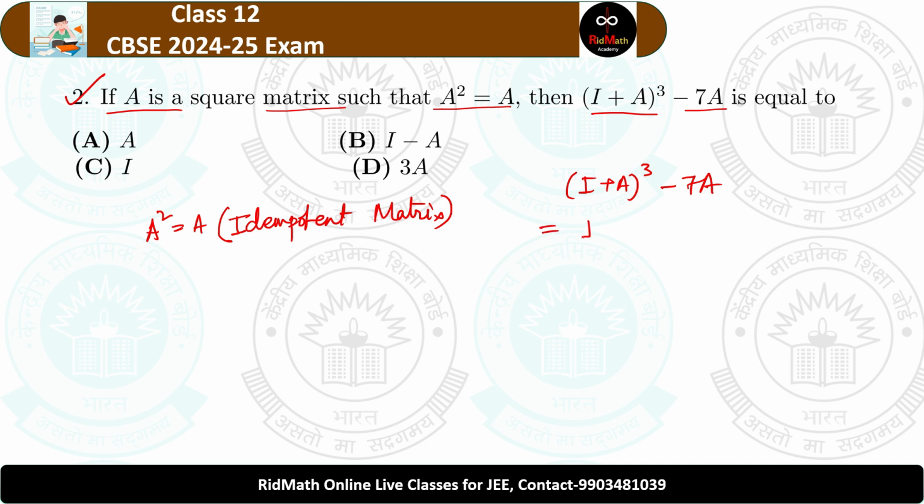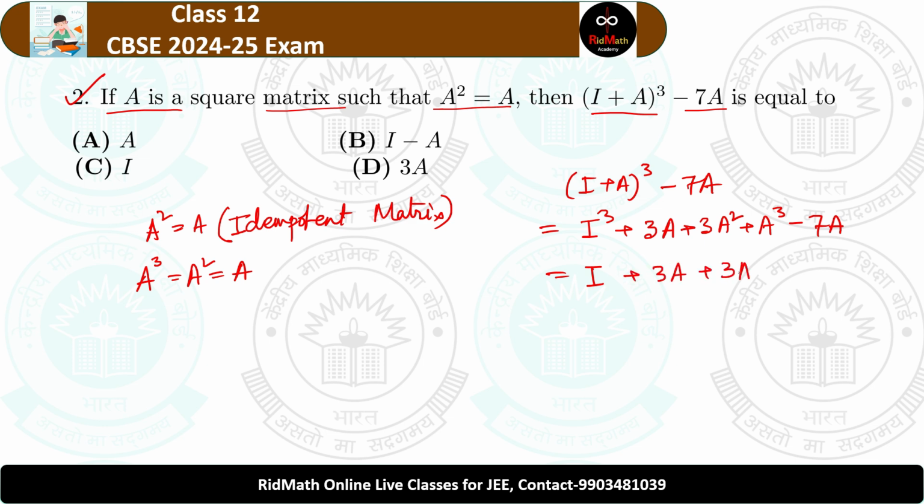So let us compute (I plus A) whole cube minus 7A. This is equal to I cube plus 3 into A plus 3 into A square plus A cube minus 7A. Since A square equal to A, that means A cube equal to A square, and that is equal to A. So A cube is also A. That means I cube is I, 3A square is also 3A, and A cube is also A, minus 7A. So this is 7A and this is minus 7A, so they get cancelled. I is the answer. That means option C is correct.